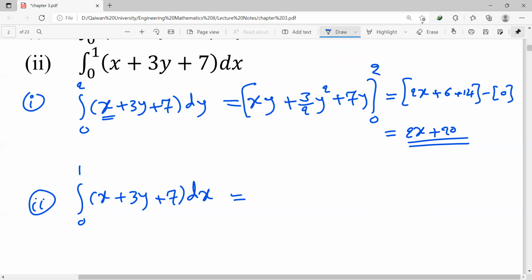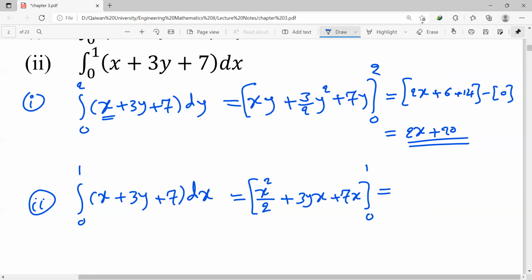It equals, so the integration of x with respect to x is x squared over 2, plus 3y, its integration with respect to x is 3yx, plus 7x. So it is from 0 to 1. Now we replace x by 1, then x by 0. We don't replace y by anything, because our integration is with respect to x.